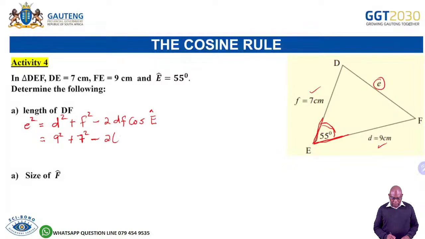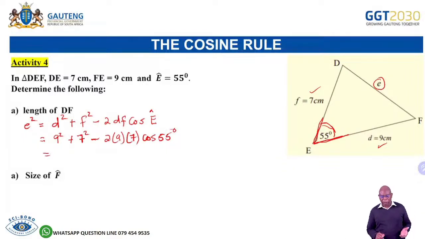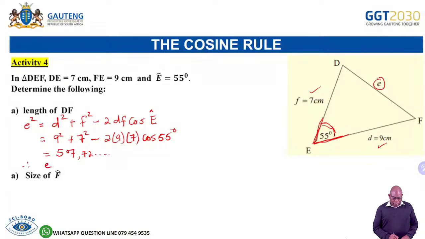Minus 2 times 9 times 7, and the cos of 55 degrees. Remember, this is E squared. So E squared, if I use my calculator, will be 57.72, right? Therefore, my E is going to be the square root of 57.72, which gives me 7.59. That is the distance of that, so it's 7.59.